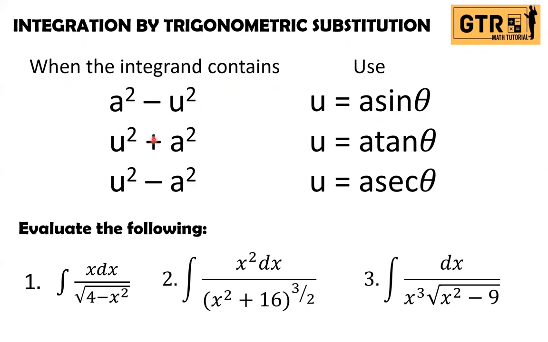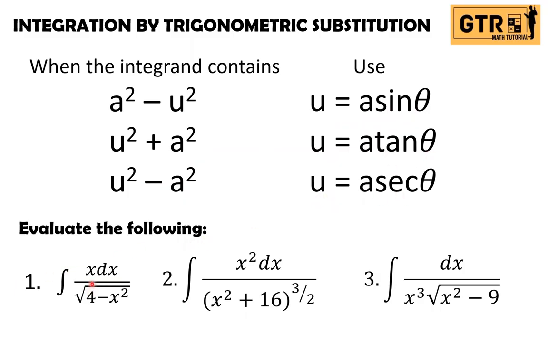If we have both positive, u squared plus a squared, we will use u equals a tangent theta. And if we have u squared minus a squared, we will use u equals a secant theta. So I have three examples, number 1, 2, and 3, each for u equals a sine theta, u equals a tangent theta, and u equals a secant theta.